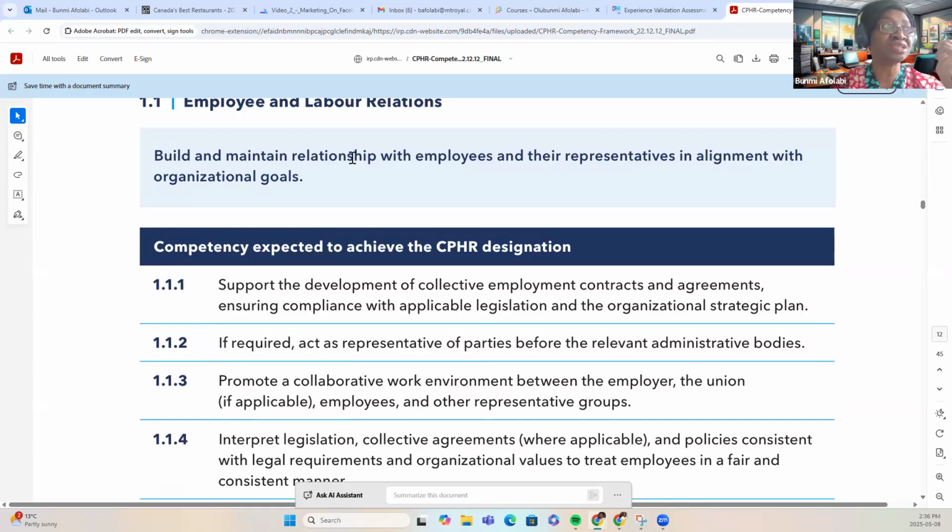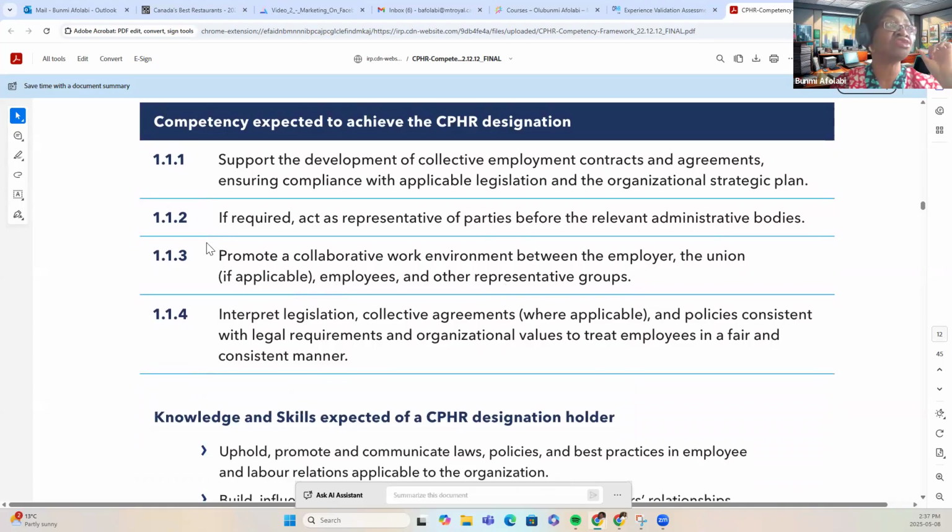Someone who builds and maintains relationship with employees and their representatives, if it's labor relations, in alignment with organizational goals. Now, within this broad category, there are 4 competencies that you are expected to show in order to achieve the designation. Your submission can speak to any one of these, or more than one if you have that.